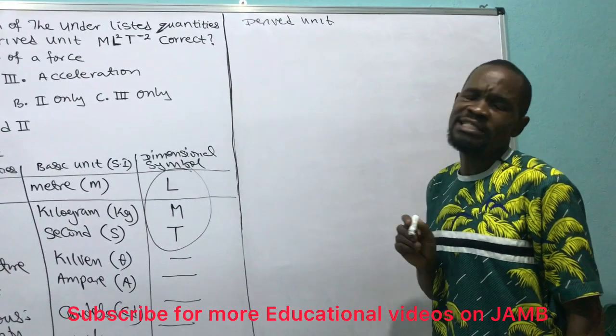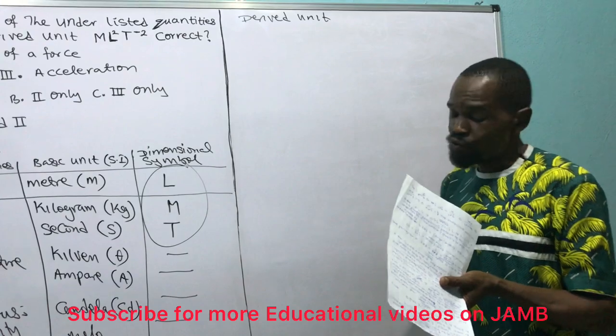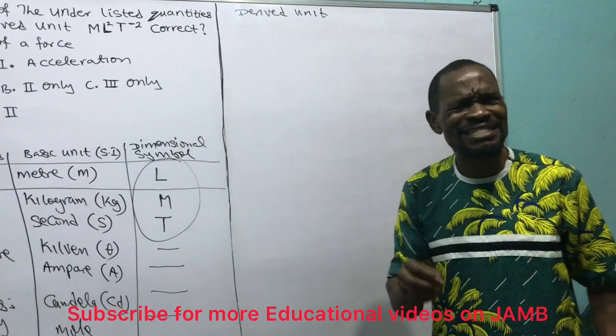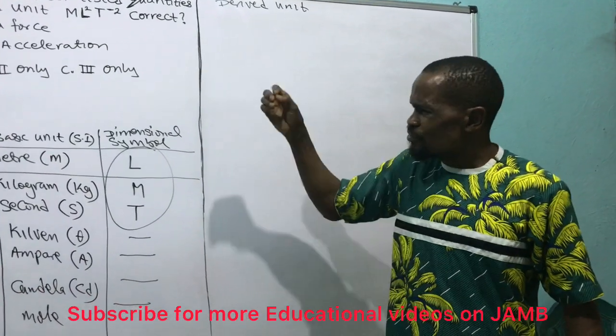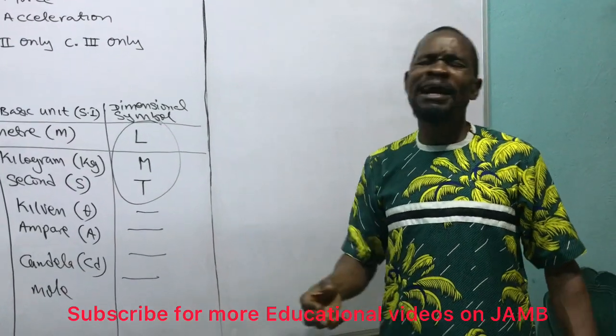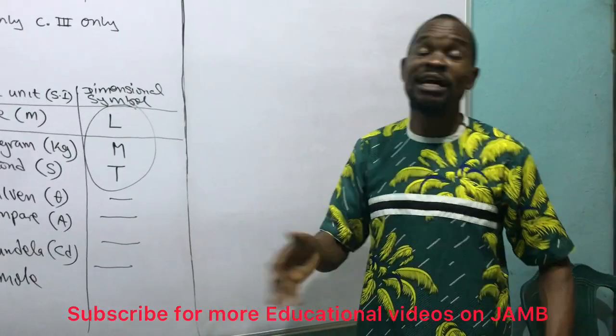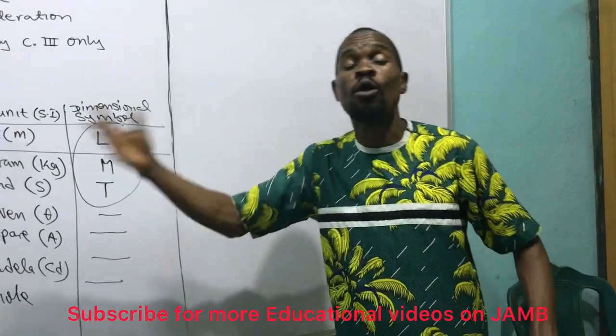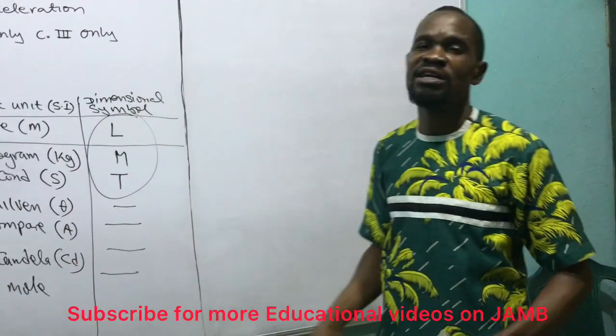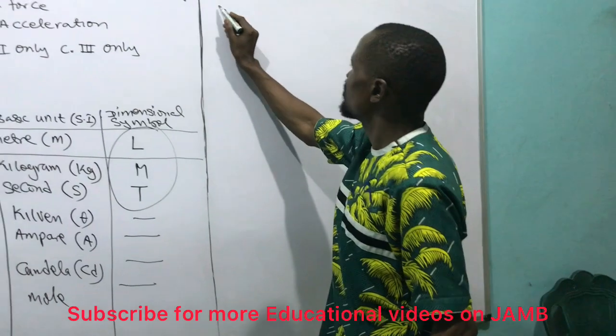Derived units are those units that are derived from fundamental units, either by multiplication, division, or a combination of multiplication and division of one or more fundamental units. So we go to that. Let me give you an instance.